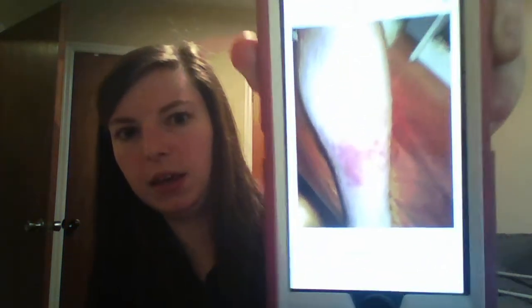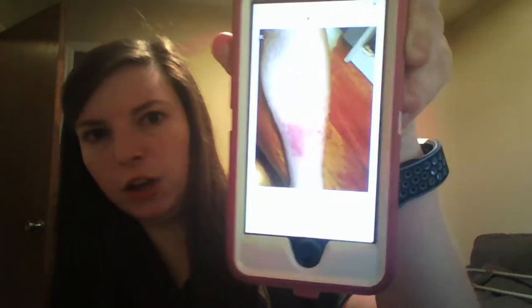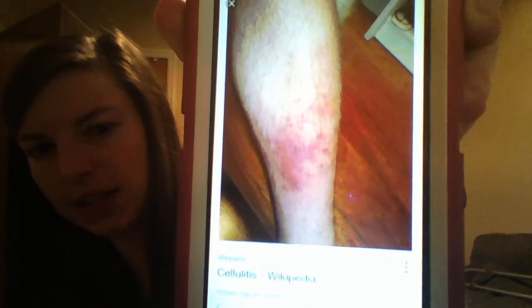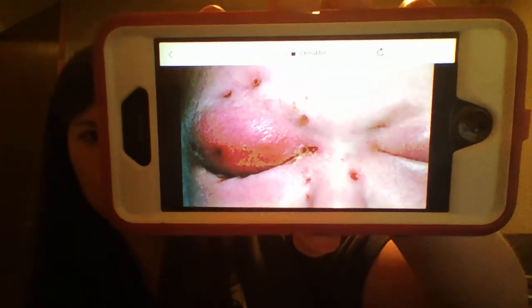The most common types of cellulitis, there's two, are strep and staph. Just like that, if I can get a good angle. There we go. Red, just kind of splotchy like, or it can be in the eyes. Like so. I mean, that's pretty rough looking.